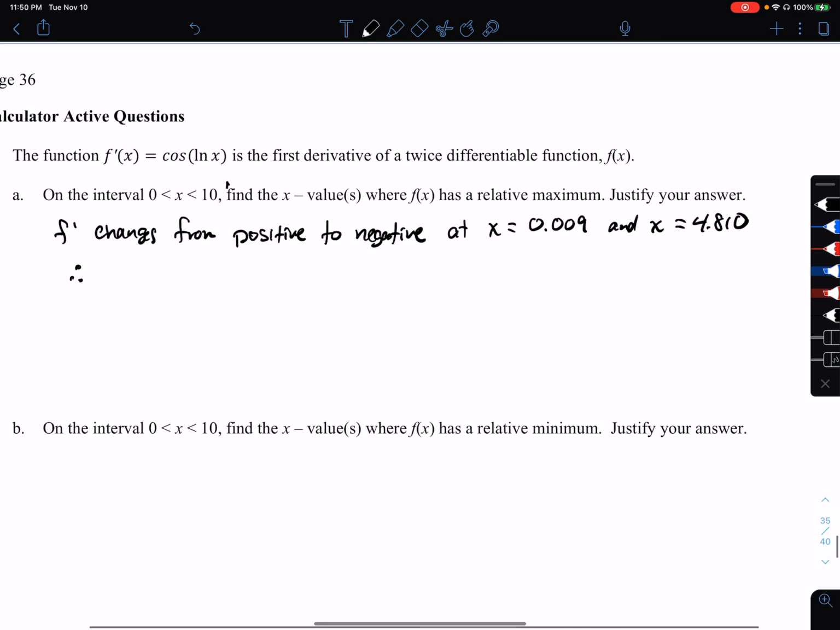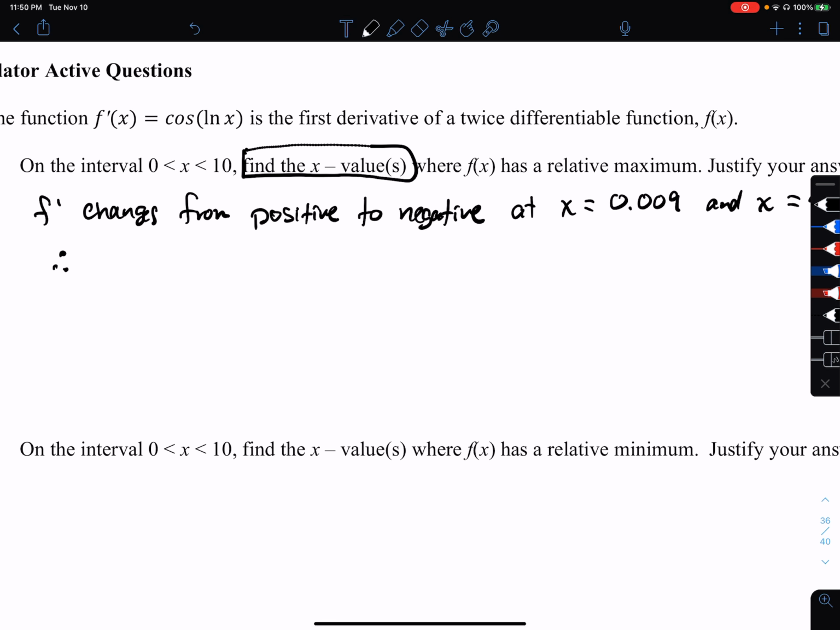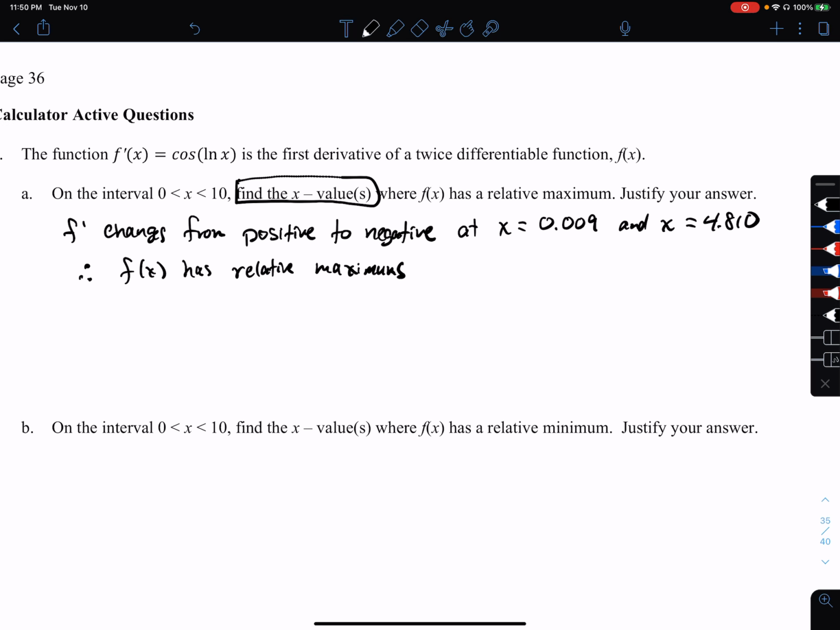What conclusions can we draw from that? That's answering the question. Find the x values where f has relative maximum. Therefore, f of x has relative maximums at these x values.